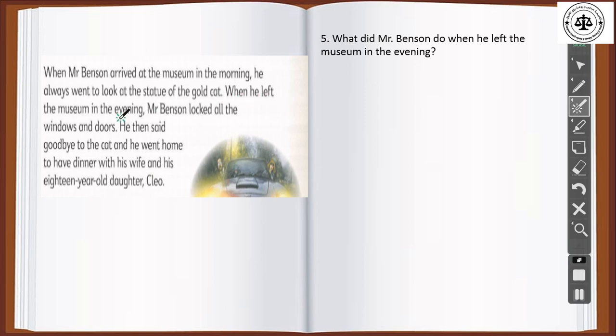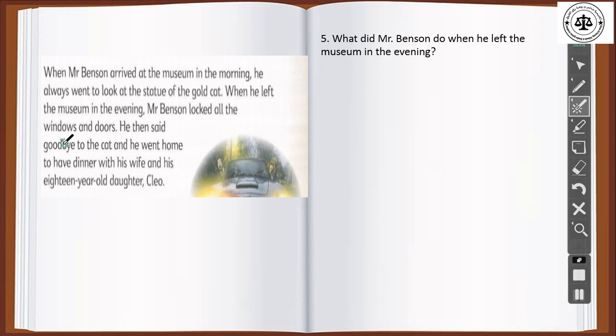Okay. When he left the museum in the evening, when did Mr. Benson leave the museum? When? Yes, in the evening. And left means taraka, and it's the past simple of leave. When he left the museum in the evening, what happened? Yes, Mr. Benson locked all the windows and the doors. Locked. أغلق. All the windows and the doors.